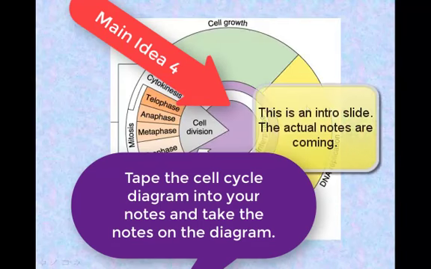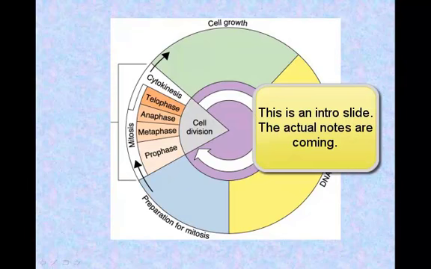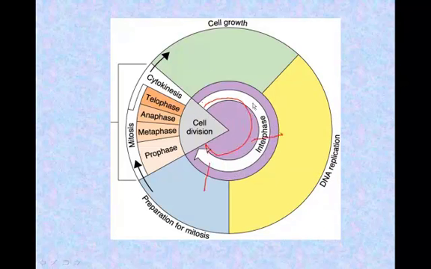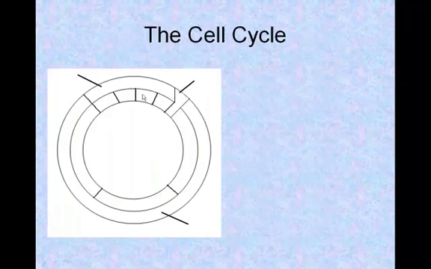So you don't have to copy this. There's a simplified diagram on your note sheet. But as you can see, the cell has a lot of different phases. So there's interphase, and within interphase, there's 3 other phases that are a part of it. And then there's cell division, and cell division includes mitosis and cytokinesis, and the mitosis has other phases that are inside of it.